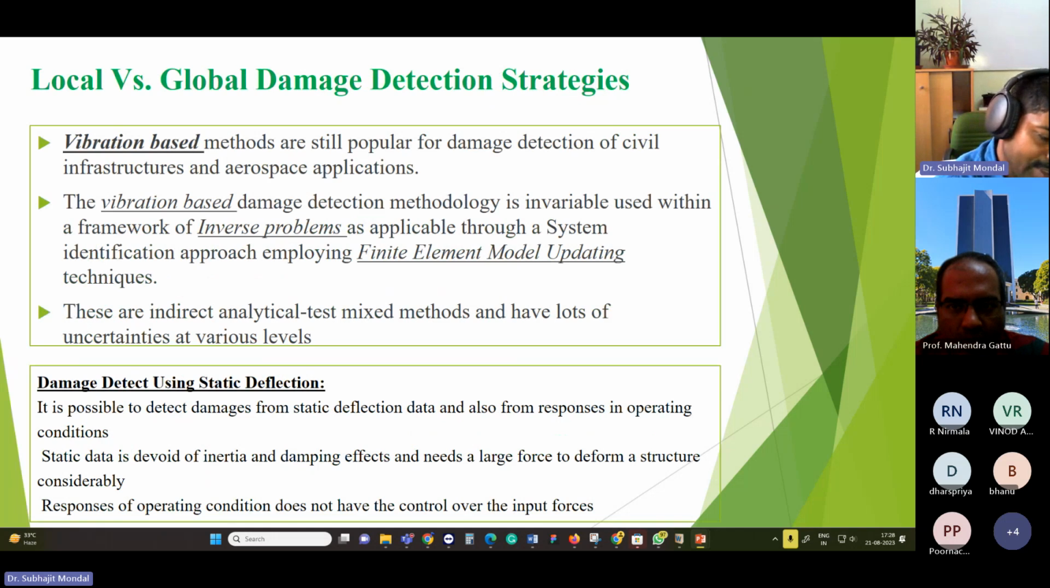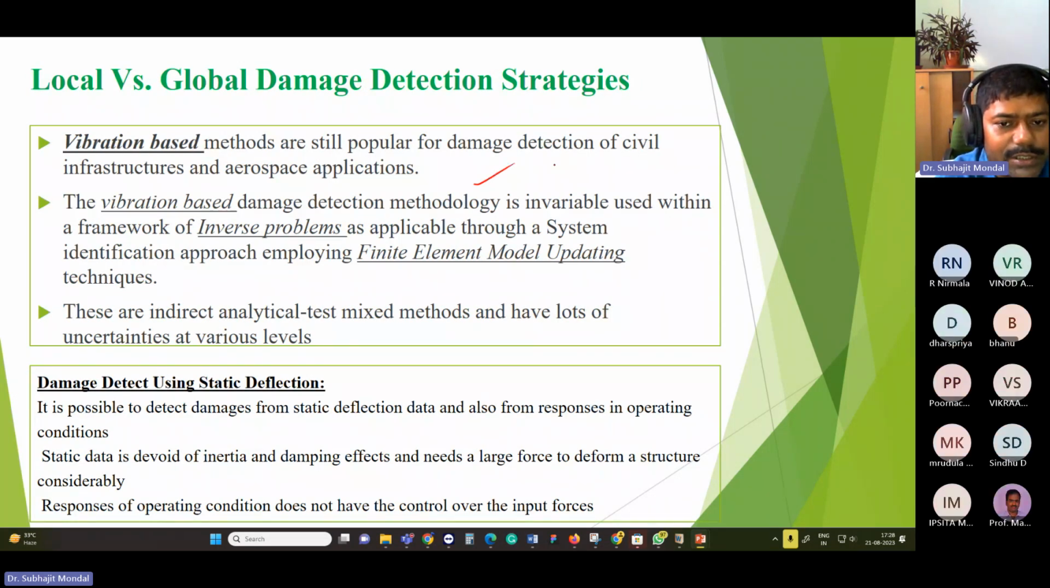Another, vibration based, I have already discussed. Gusha sir has also discussed that we have a fine tuned model and experimental data, and you compare them. You try to get the pattern, and from the pattern you use the ANN method or another machine learning algorithm to identify the damage.